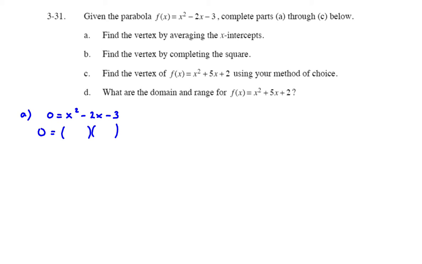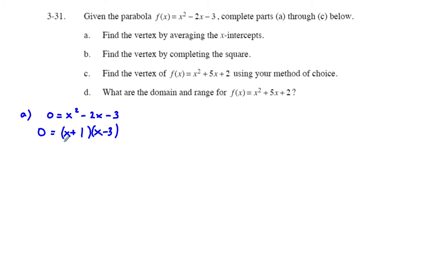So we've got 0 equals, I know that my first terms have to multiply to give me that first term, so I'm going to have an x here and an x here. Because this is negative 3, I'm going to have different signs. My factors of 3 are 1 and 3, which means I need a negative 3 back here and a positive 1. That way when I add 1x and negative 3x, I get negative 2x in the middle.